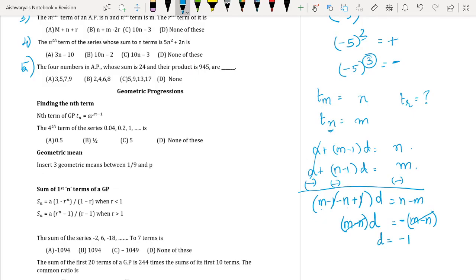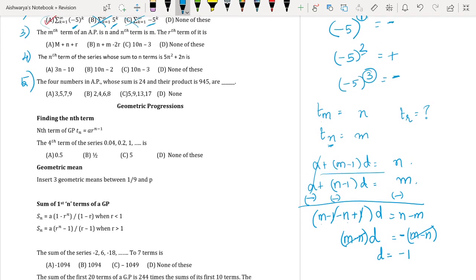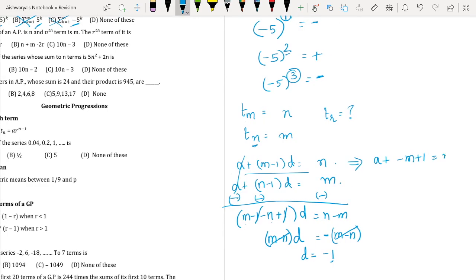The moment we get the value of d, we can find out the value of a by substituting here. What is the value of a? A plus d, where d is minus 1. So when I multiply, I get a minus m plus 1. This is equal to n. So a value is nothing but n plus m minus 1. Bring it to the other side. So we have d value, we have a value. Now these two we will substitute here.